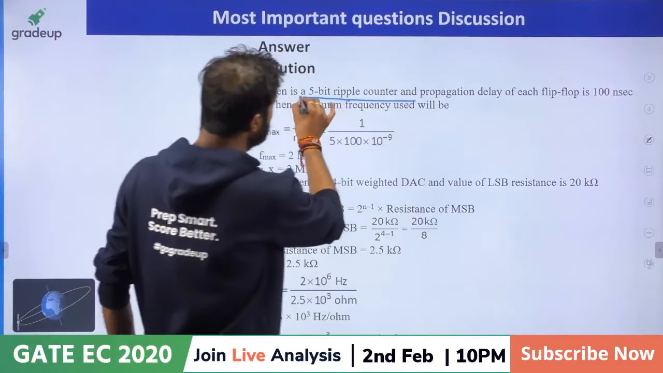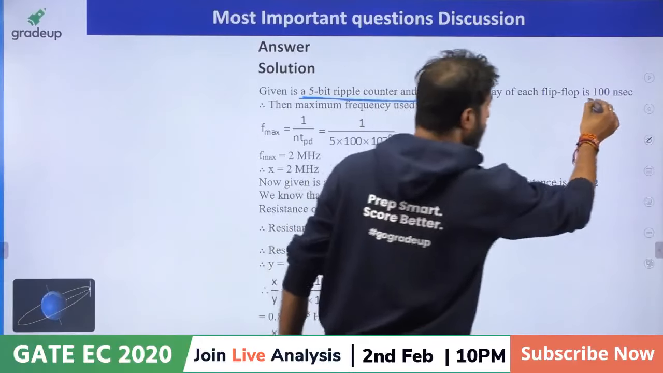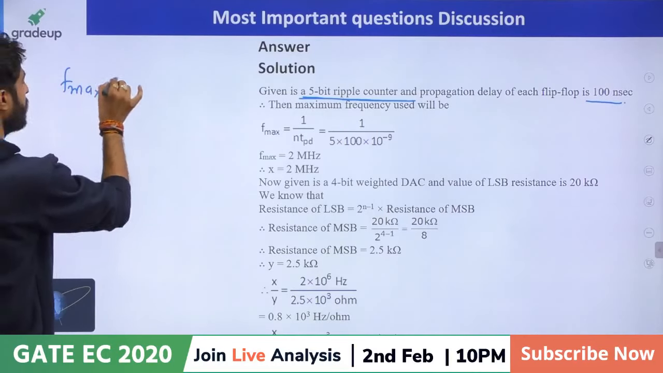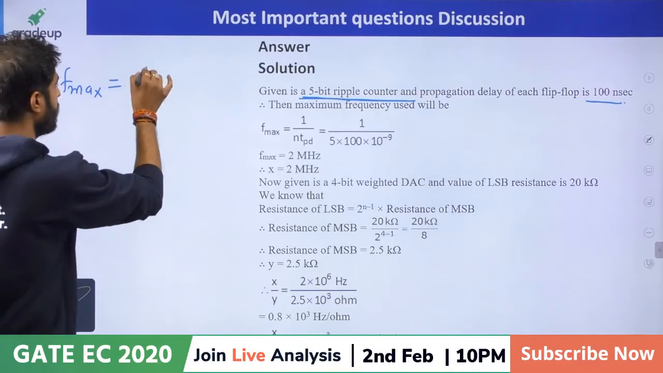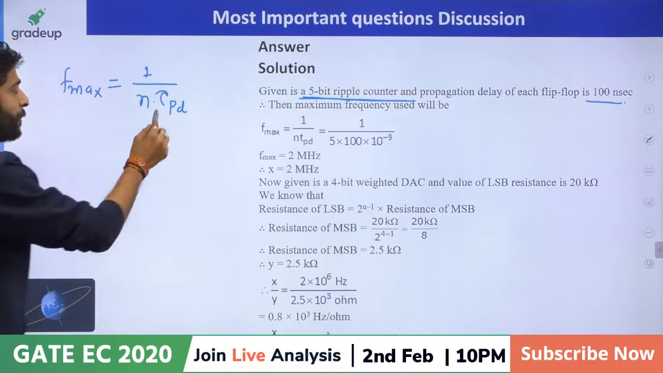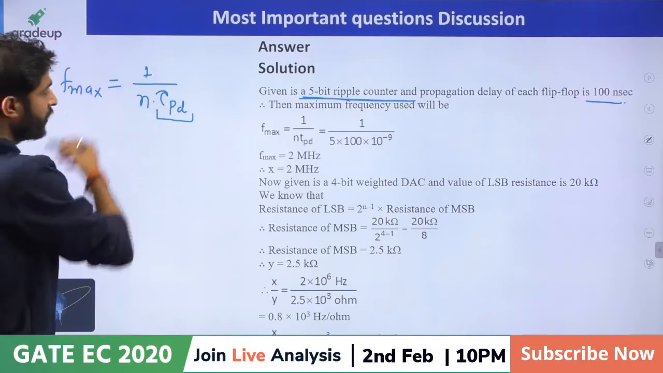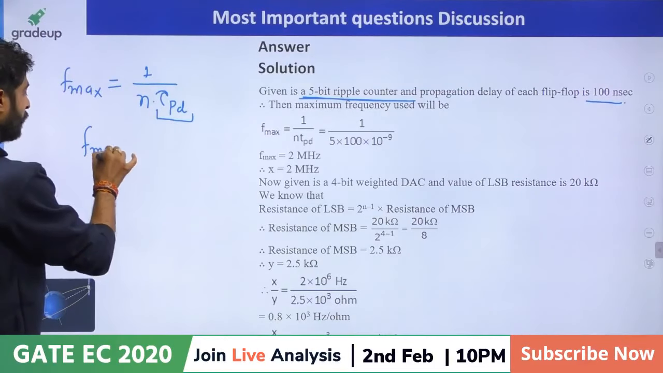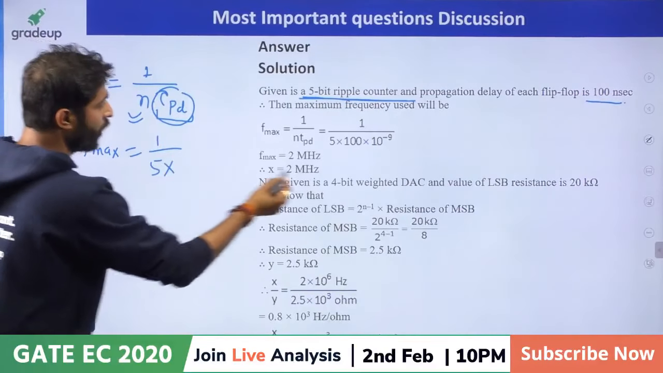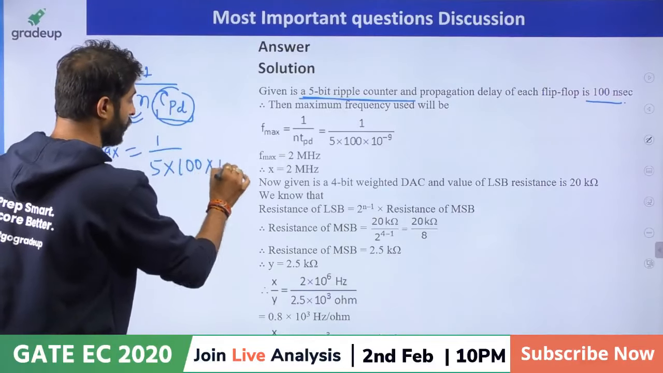So given, it is a 5-bit ripple counter and the propagation delay of each flip-flop is 100 nanosecond. So my dear friend, the F maximum for the asynchronous counter is N into tau PD, right? And tau PD is just the propagation delay of the individual flip-flop. So tau PD and N are given. So 1 over 5 into tau PD, that is 100 nanosecond, 100 into nano, 10 raised to power minus 9.